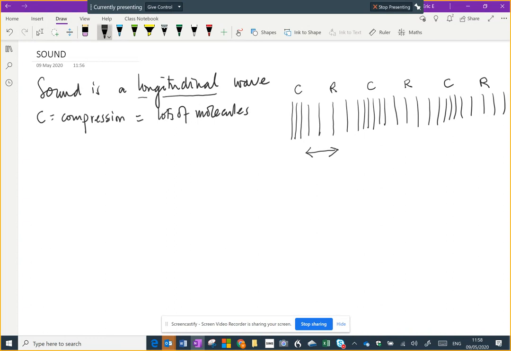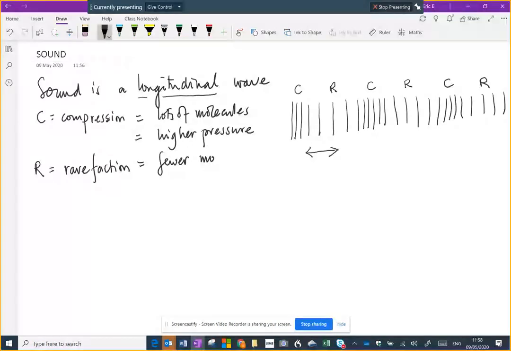And if it's in air, it means higher pressure. Because we've got lots of molecules, then we get higher pressure in that region. And then this R, it's not called a decompression, it's called a funny thing called a rarefaction. Rarefaction. And that's because there are fewer molecules. You've heard of the expression rarefied atmosphere. And sometimes it's used for being up a mountain. They say the air is rarefied. So it's the same idea. And it's because there are fewer air molecules in that region, and therefore it's a lower pressure.